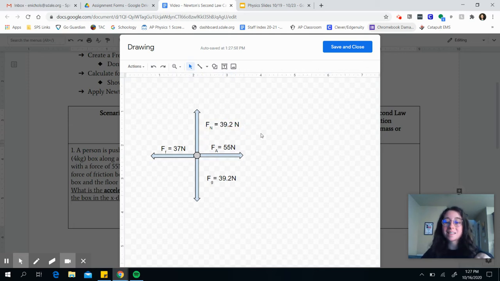Great. Now let's scale our free body diagram just so it all makes sense. 55 is the largest, so I'm going to extend this arrow out a little bit. These two should be the same length, but this arrow, 37, should be a little bit shorter than the other two, so I'm going to shorten it just a little bit. That's good enough for our purposes.